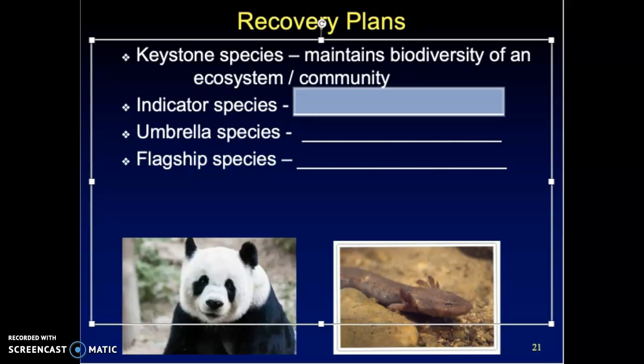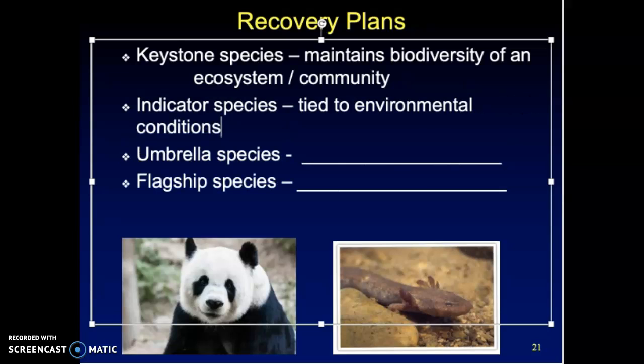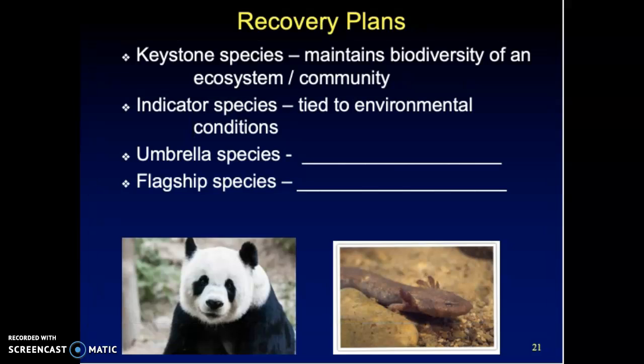Indicator species. Indicator species are often species that are tied to environmental conditions. Hey, you've got good water if this species is here. You have bad water if the species isn't here. So, again, tug at the emotions.